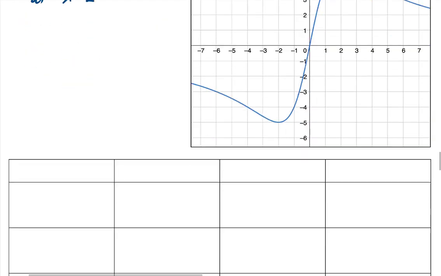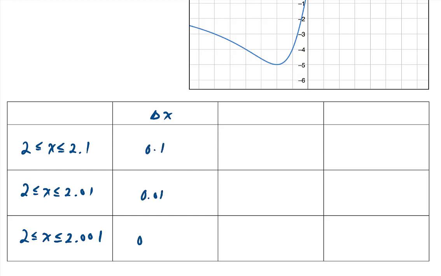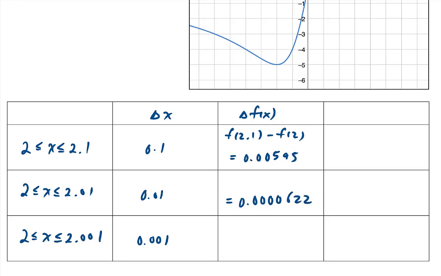All right, so let's prove it. So first up are the intervals we are going to use. And again, determine your delta x values. Our delta f of x values, so in this case we want f of 2.1 minus f at 2. And I ended up with 0.00595. For the next one, I ended up with 0.0000622, and for the third interval, decimal 0.0000625.